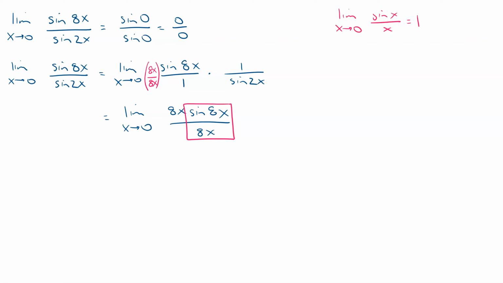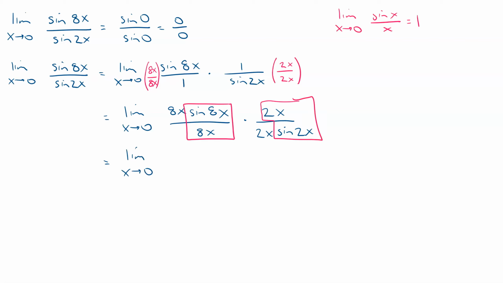Let's do the same with the second term. If we multiply the second term by 2x over 2x, that'll give us 2x over 2x times sine 2x. And you can see the limit property right there. So now if we rearrange, we have the limit as x goes to 0 of 8x over 2x times sine 8x over 8x times 2x over sine 2x.